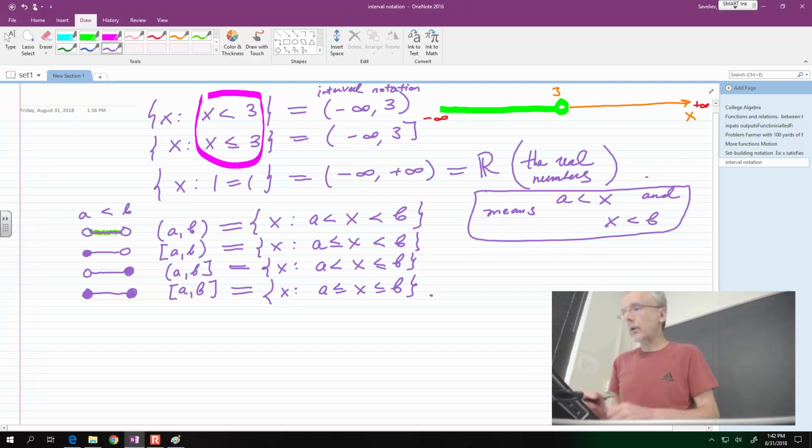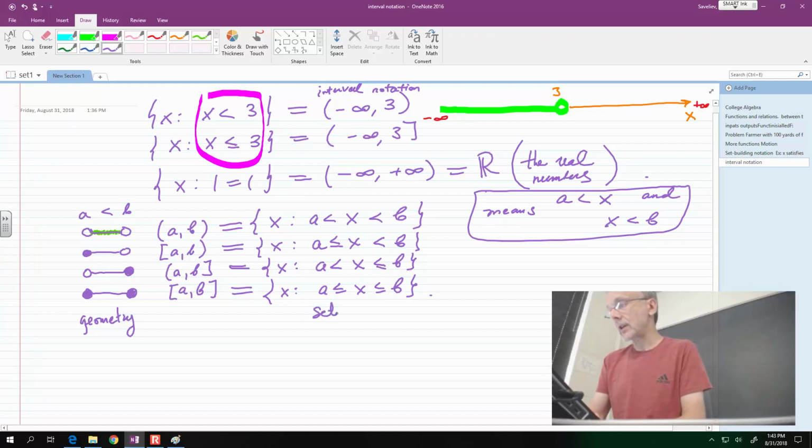Okay, so I think the notation makes sense. If you just remember that it has to do simultaneously with what's on the left and what's on the right. On the left is the geometry or visualization of your numbers. It is a set of numbers, and this is set building notation on the right. So then my interval notation reflects simultaneously both of them.